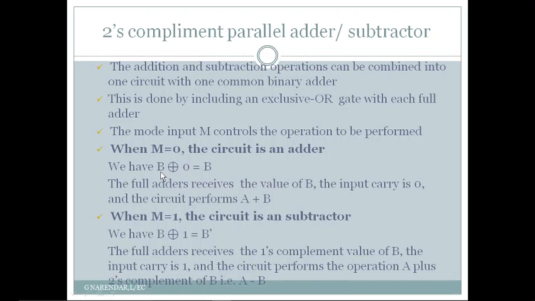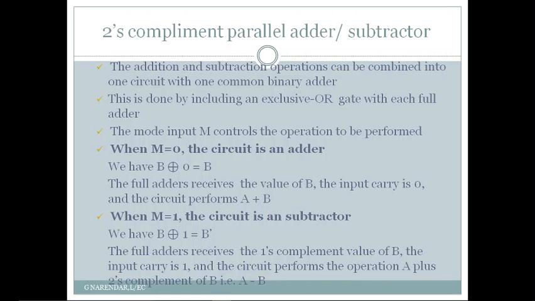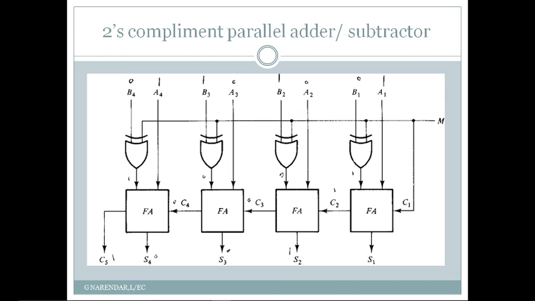Why? Because B XORed with 0 will be B itself, as we have seen previously. So the full adders now receive the values of B, and the input carry is also 0, and the circuit performs A plus B. The data bits of A are added with the data bits of B, so it performs the normal addition.